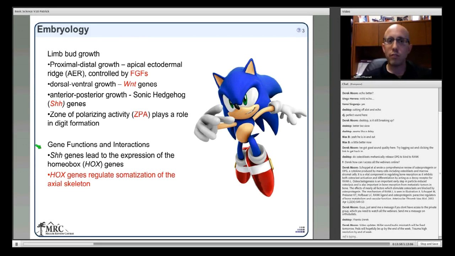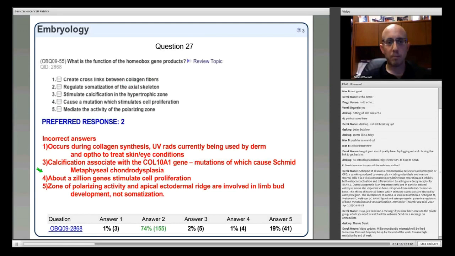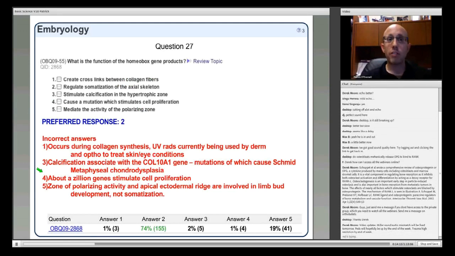If you look at the gene functions and interactions, the sonic hedgehog genes lead to the expression of the Hox genes, the homeobox genes. These Hox genes are important for regulating somatization of the axial skeleton. Going back to the question, what is the function of the homeobox genes? The correct answer is 2. They regulate somatization of the axial skeleton.